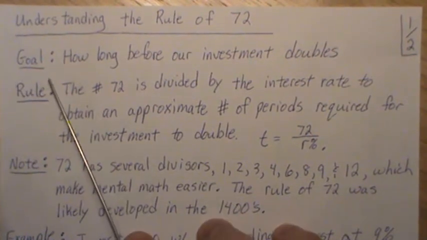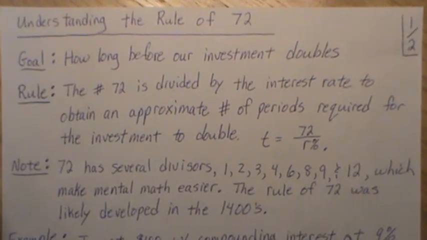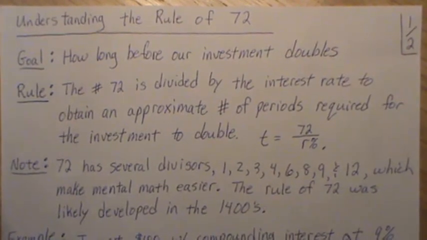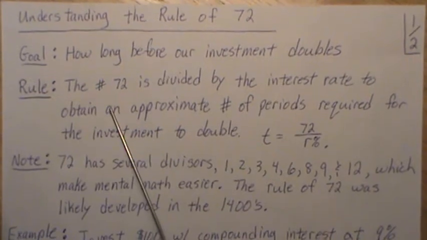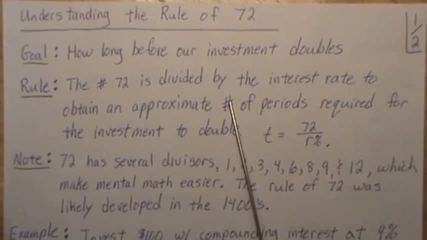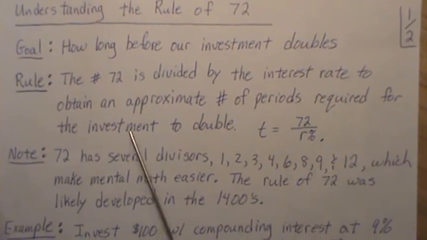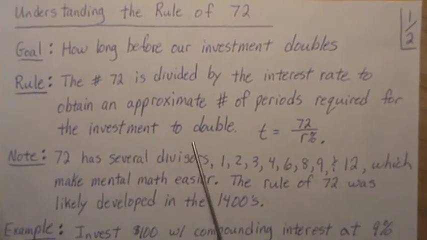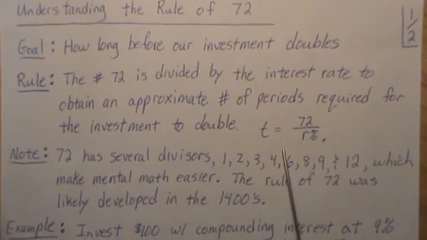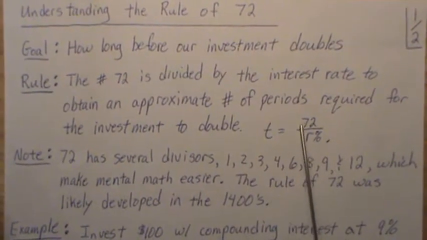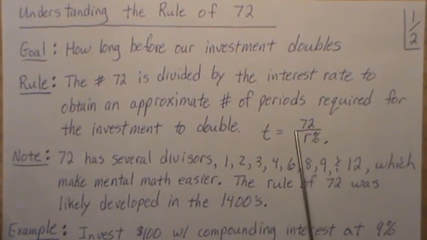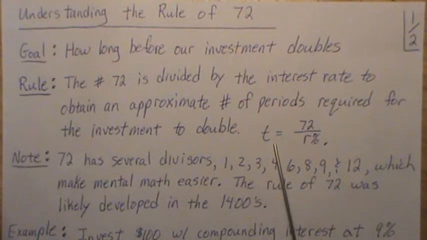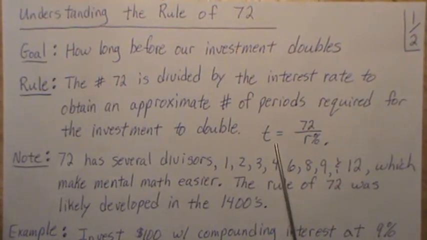So the goal of the rule of 72 is to find how long before our investment doubles. And the rule is quite simple. The number 72 is divided by the interest rate to obtain an approximate number of periods required for the investment to double. And the formula is this: T equals 72 divided by the interest rate. And T would be the number of periods that it takes to double.